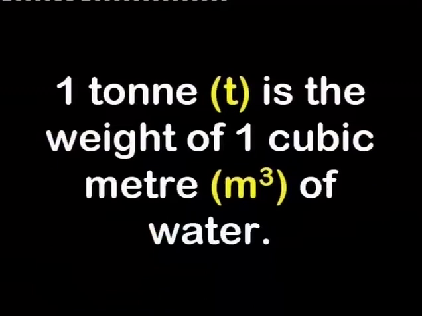Now let's look at some of the definitions of these units of weight. For example, 1 ton. Everyone look up here and you can just copy down quickly, please. Receiving teachers, you can copy this down quickly for your students later on to give to them to copy. 1 ton is the weight of 1 cubic meter of water. I'm just going to give you 1 minute to copy, please.